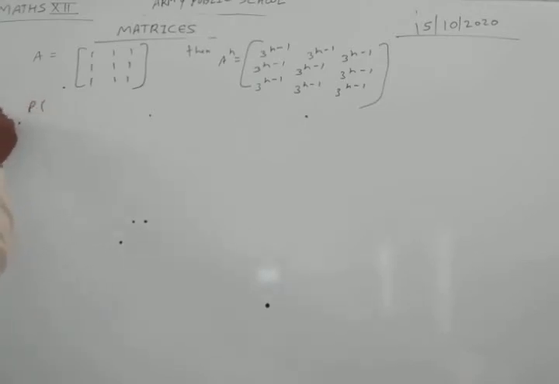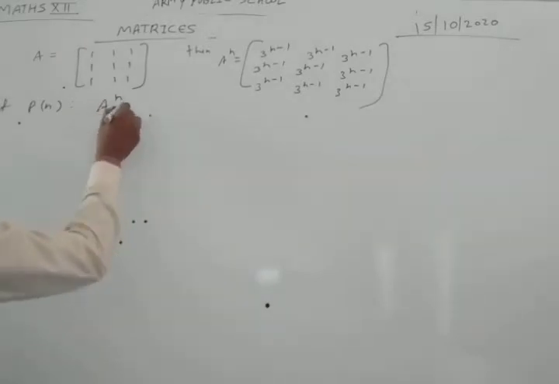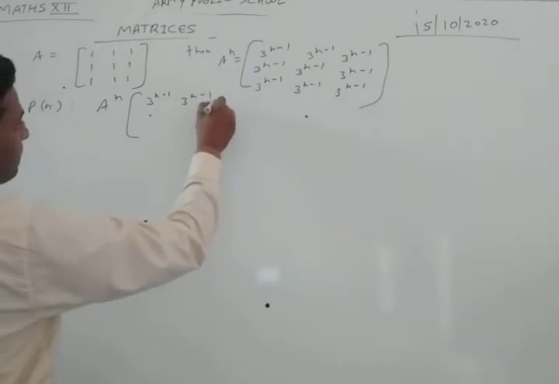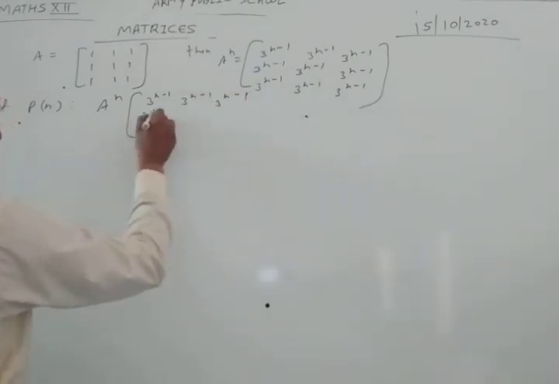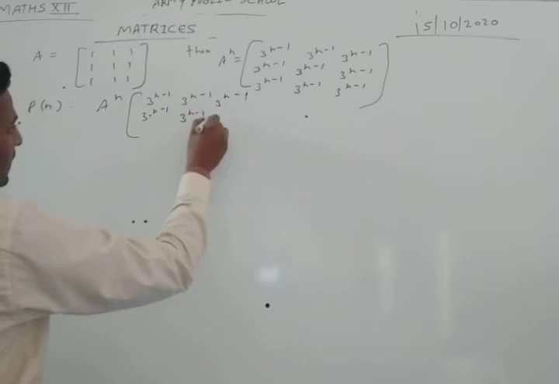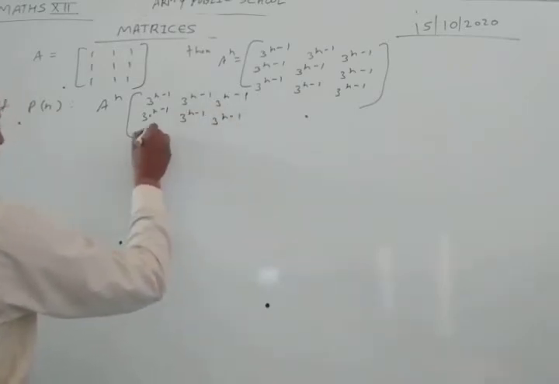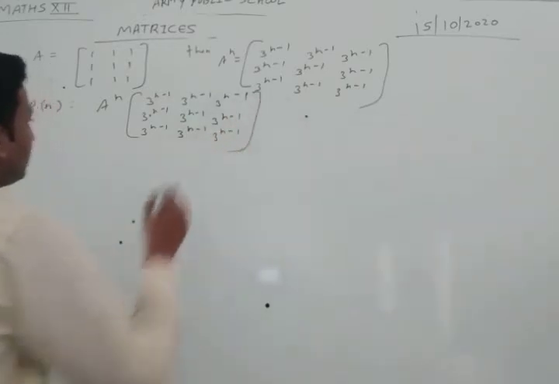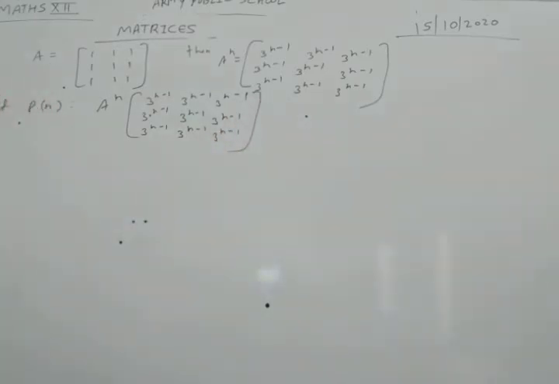Let the given quantity P(n) be: A to the power n equals the matrix with every entry 3 to the power n minus 1. So this is P of n.